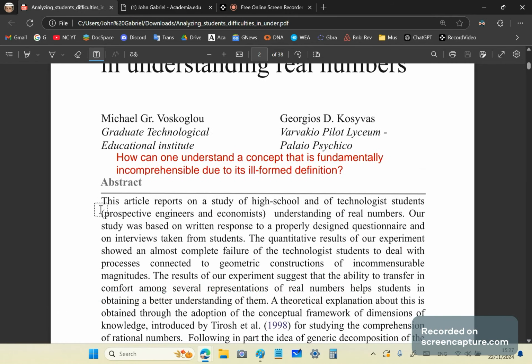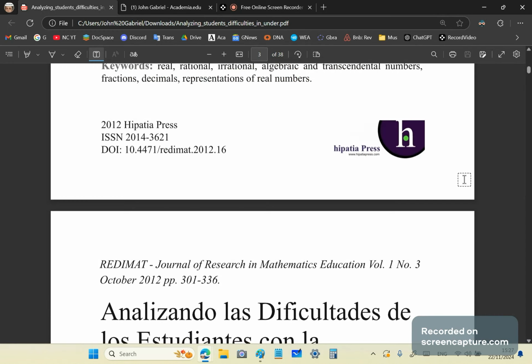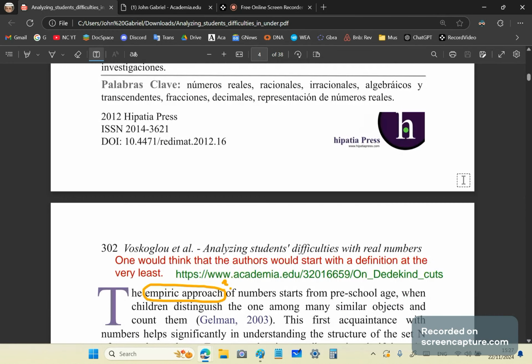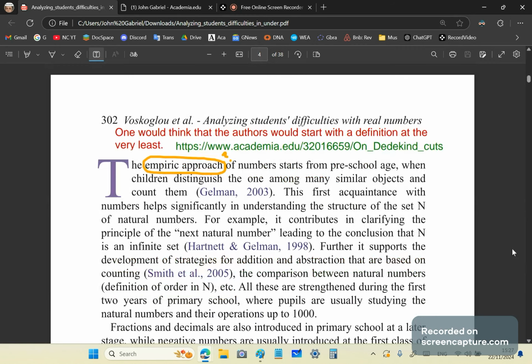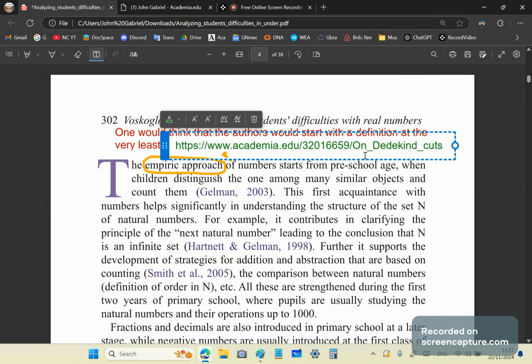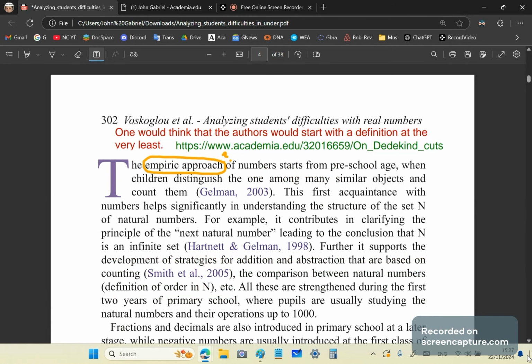When one thinks about these things, you have to ask yourself, how can one understand a concept that is fundamentally incomprehensible due to its ill-formed definition? Think about that. Okay? It's just about impossible to teach a concept if you don't understand it yourself. So one would at least think that the authors would start with a definition at the very least, but they don't. Okay? And you can see my article here called On Dietic Cuts on my academia site, to see why there is no such thing as a real number and no valid construction.